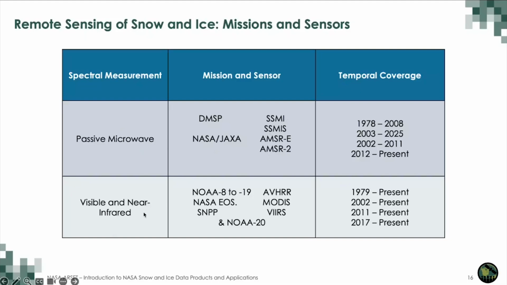And for visible and near infrared, NOAA 8 to 19, these are operational satellites, and also NASA Earth observing satellites such as Terra and Aqua. They have MODIS on them. NOAA has AVHRR, these are sensors, and recent sensors SNPP and NOAA-20 have VIIRS. These are all visible and near infrared instruments. And temporal coverage is also summarized here. So it's a long-term data set available from early 70s, late 70s, all the way to present.